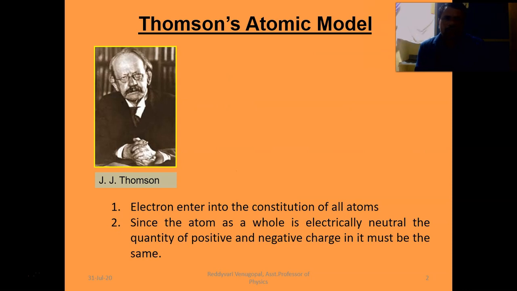So the Thomson atomic model, the J.J. Thomson atomic model, explains that electrons enter into the constitution of all atoms. Since the atom as a whole is electrically neutral, the quantity of positive and negative charge in it must be the same. Suppose this is the atom. He says that electrons and protons are equally distributed within the atom. That means they are distributed like this.